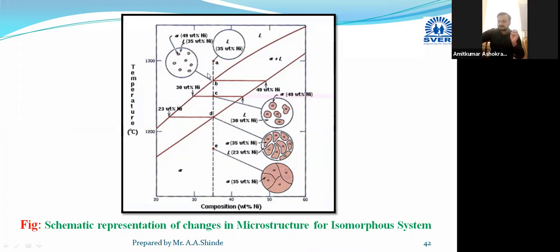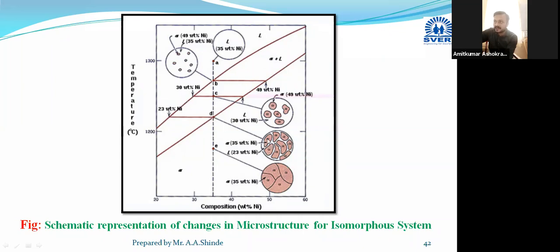I will explain it again. In this region, from point A to B, only liquid is there. When temperature reaches point B, solidification process starts, and some solid starts separating out. Only a small amount of solid is there. And as temperature is decreasing below point B, the amount of solid increases.